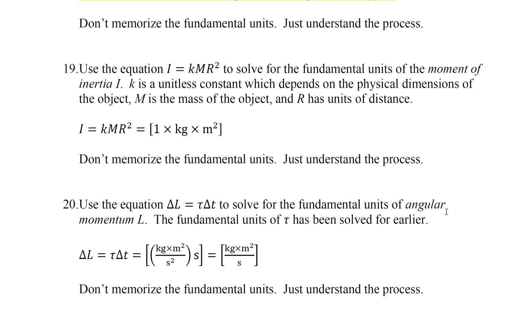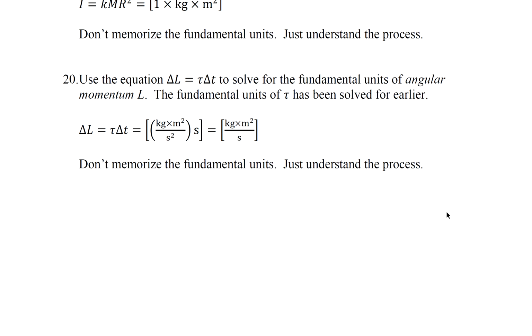Question 19. Use the equation I equals kmr squared to solve for the fundamental units of the moment of inertia. k is a unitless constant, which depends on the physical dimensions of the object. m is the mass of the object, and r has units of distance. So the moment of inertia has fundamental units of kilograms times meters squared. When you learn about rotational motion, you'll learn more about the moment of inertia.